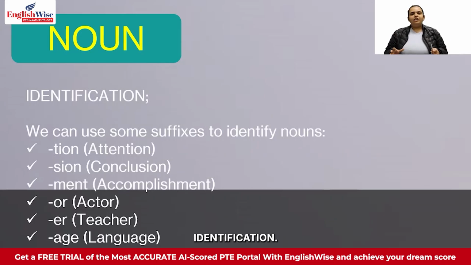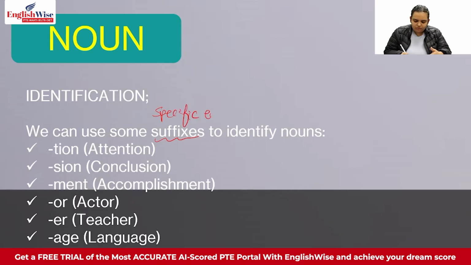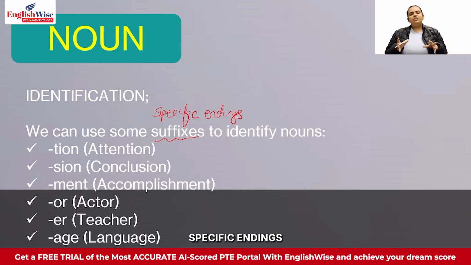Now looking at identification, whenever you are given a set of options, you should be able to identify which of them are nouns. The identification of nouns goes in two parts. The first part is knowing a few suffixes. Whenever students ask me, ma'am, what are suffixes, I always say they are specific endings. Basically, if a word ends with a particular set of letters, that is a suffix.